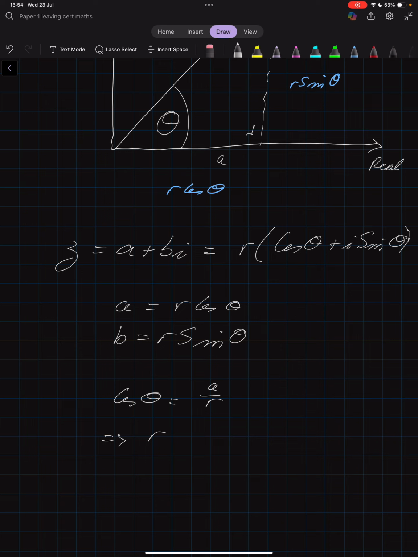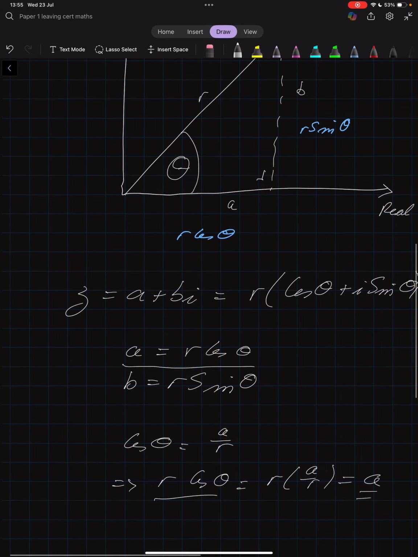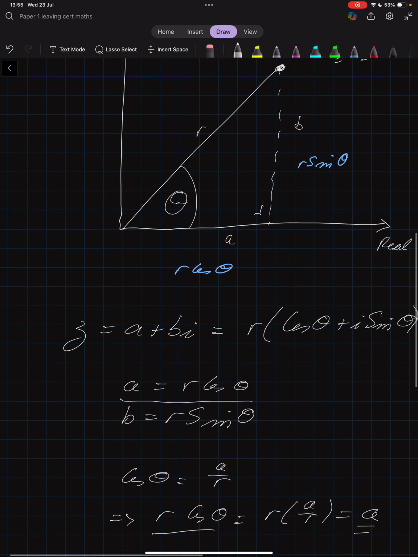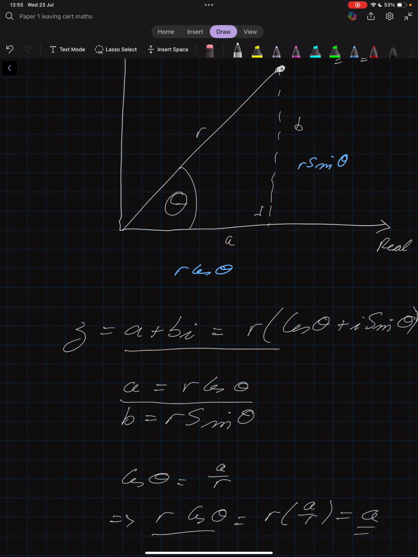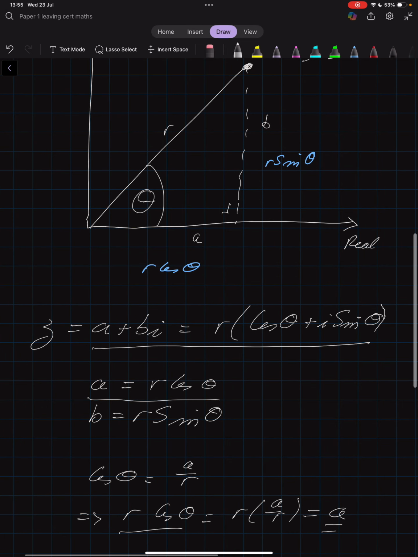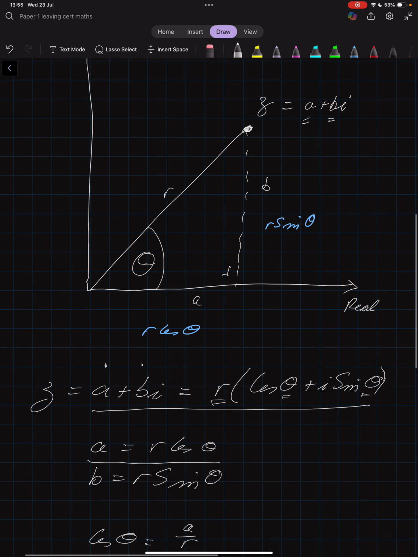So I can say that r cos theta is equal to r times a over r, which is just a. Okay? So a is just equal to r cos theta. And for similar reasons, b is equal to r sin theta. So you can also write it this way. And this is why it's called polar form, because instead of writing it with an x value and a y value, you have a radius and then you have an angle. And it tells you where the point z is.